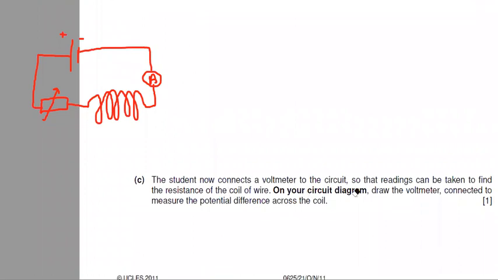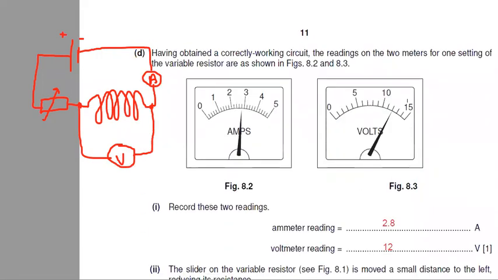The student now connects a voltmeter in the circuit, so the reading can be taken to find the resistance of the wire. Draw a voltmeter connected to measure the potential difference across the coil. In order to get the potential difference across this coil, we should connect the voltmeter in parallel to the coil. So they are now sharing the same starting point and the same ending point. That's how we will draw the voltmeter.